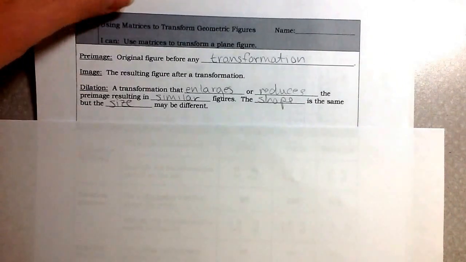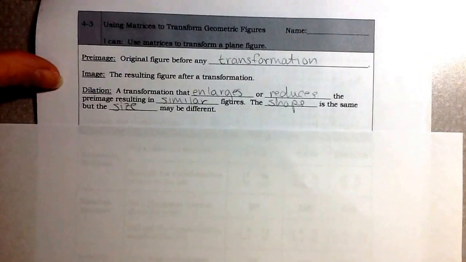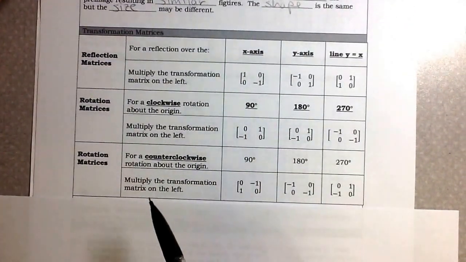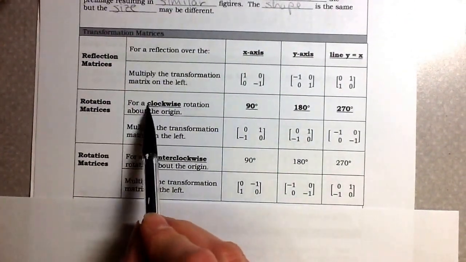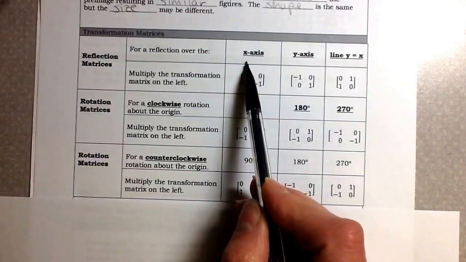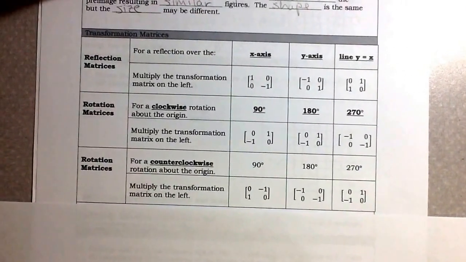So we've already talked about reflections and rotations, and you're going to be doing some of those in this section as well. In order to do that, you need the transformation matrices. So that's what these matrices are underneath your vocabulary words, and you want to pay attention to clockwise rotation, counterclockwise rotation, how many degrees, if it's reflecting across the x, the y, or the line y equals x. All right, so let's go down.